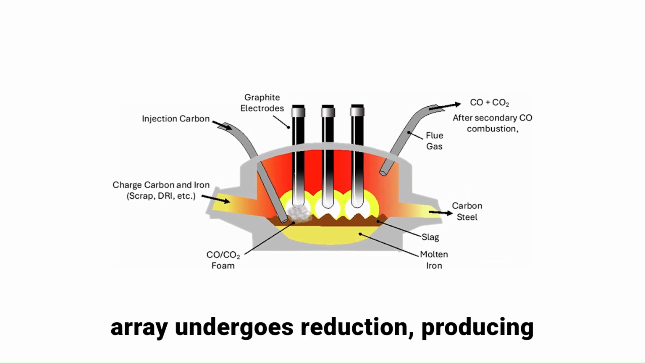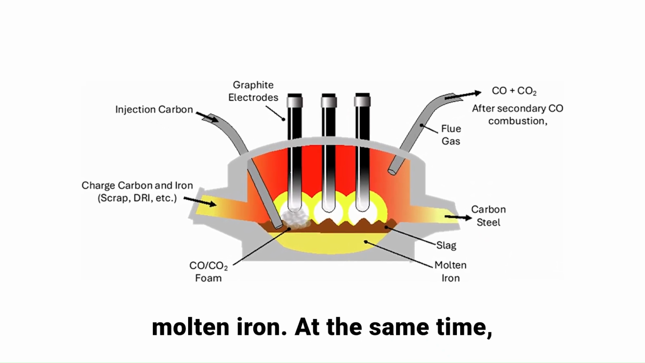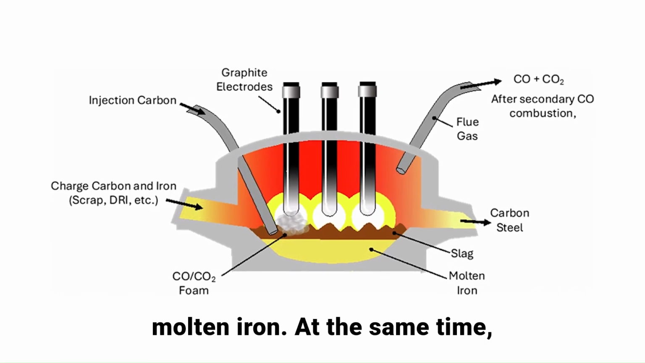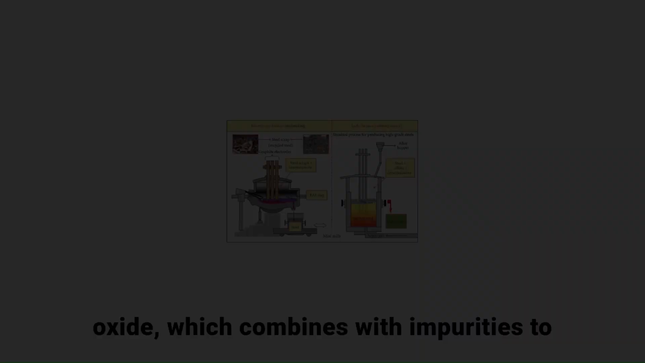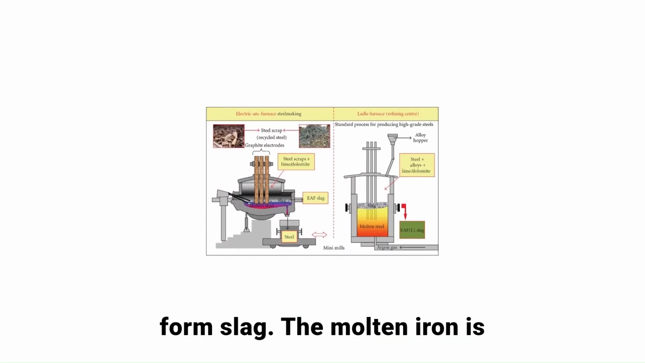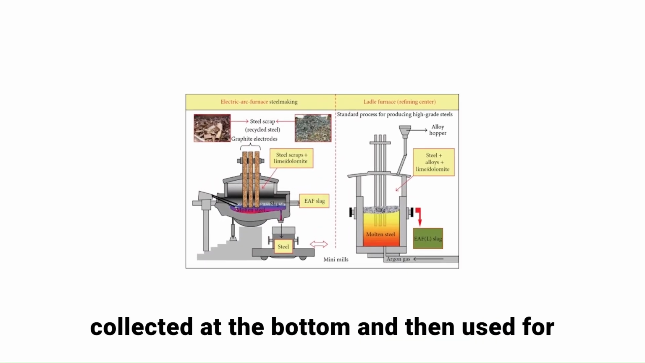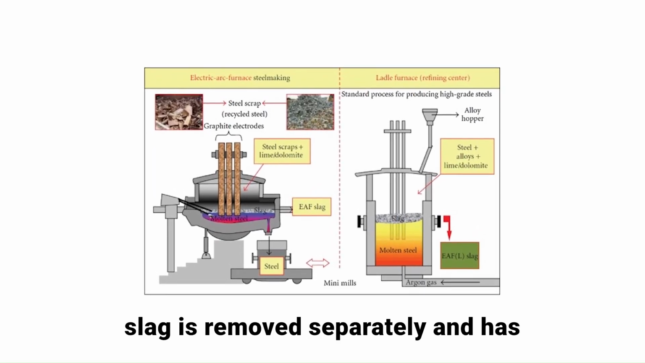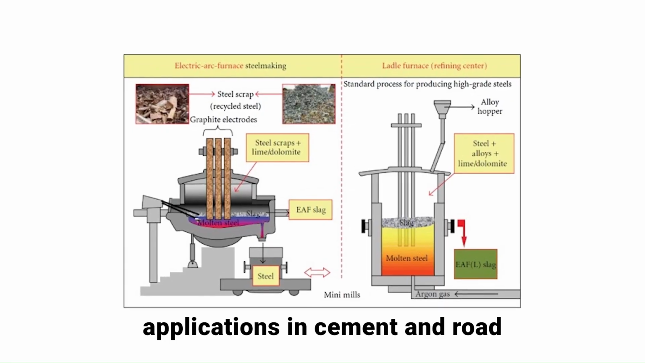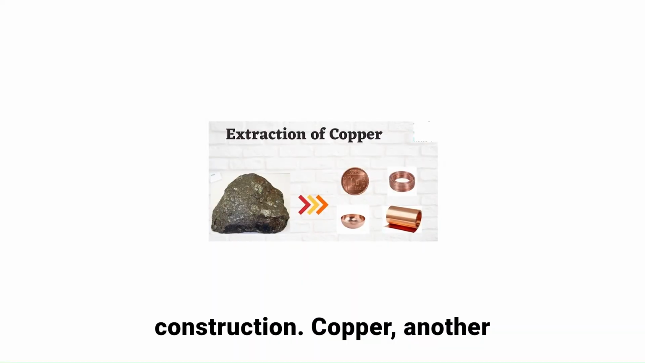The iron ore undergoes reduction, producing molten iron. At the same time, limestone decomposes to form calcium oxide, which combines with impurities to form slag. The molten iron is collected at the bottom and then used for making steel or cast iron. The slag is removed separately and has applications in cement and road construction.